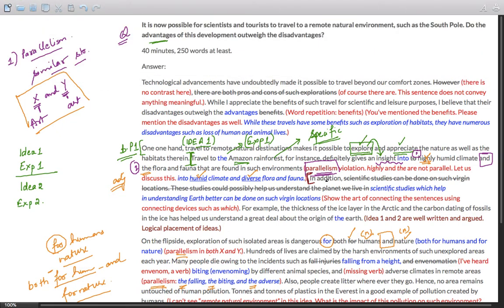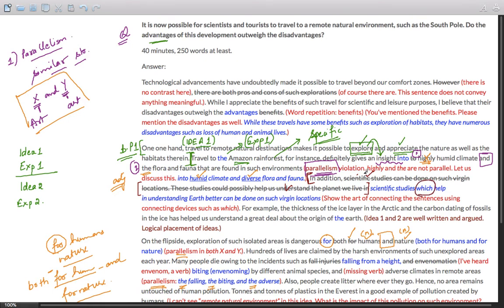In addition, the student writes 2 simple sentences. Scientific studies can be done on such virgin locations. What do you mean by scientific studies? So in the next sentence, he explains these studies could possibly help us in understanding the planet we live in. So the idea is this. The idea is fine. However, these are 2 simple sentences and could have been easily clubbed using which.